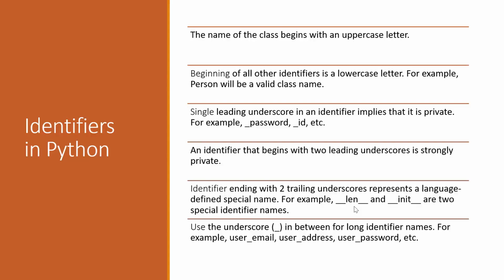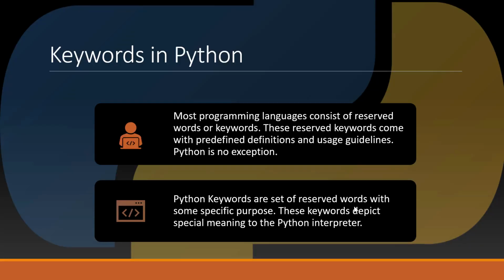Now let's move to our next topic and understand what are keywords in Python. So most of the programming languages consist of reserved words or keywords. These reserved words come with a predefined definition and usage, and Python is no exception. The fundamental building element of any Python program are Python keywords. These Python keywords are a set of reserved words with some specific purpose.